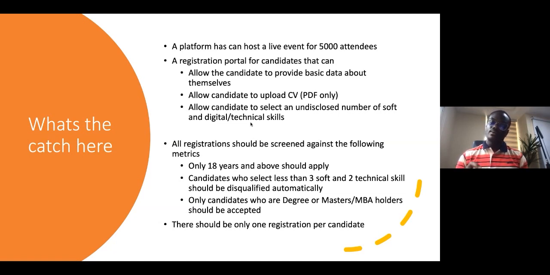Now look at another one. Candidates who select 3 soft skills and 2 technical skills, they qualify. But if you select less than that, you're disqualified. And there should only be 1 application for every candidate. We're going to look at this in detail, okay? But how are we going to do that? I know some solutions are coming to your mind, right?